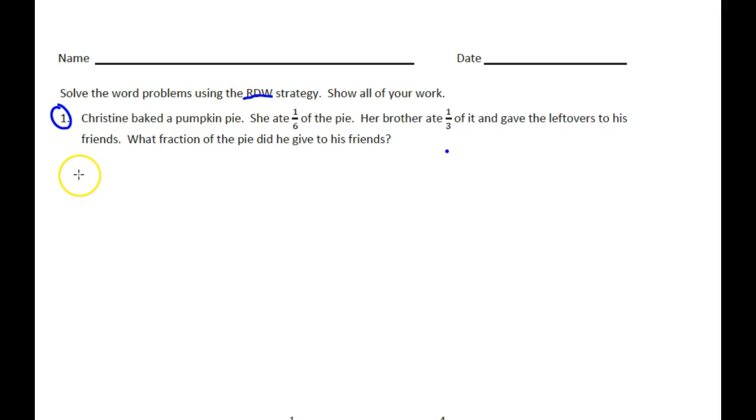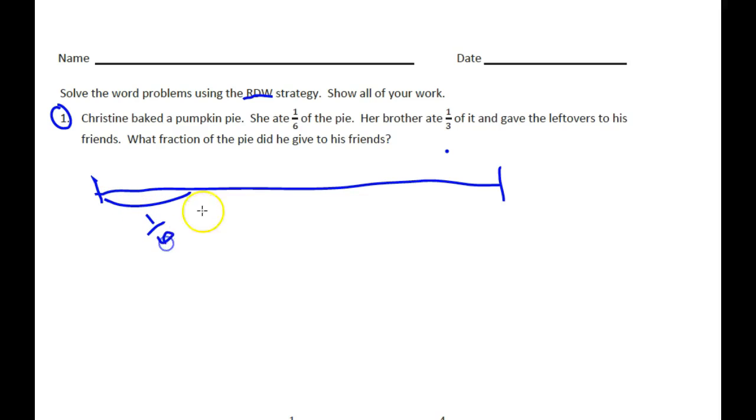She ate 1/6 of that pie. Her brother ate 1/3. The rest of it they gave to his friends. So what fraction of the pie were given to the friends? So we're going to make just a long drawing here. Here is the pie, all of it. And she ate 1/6.